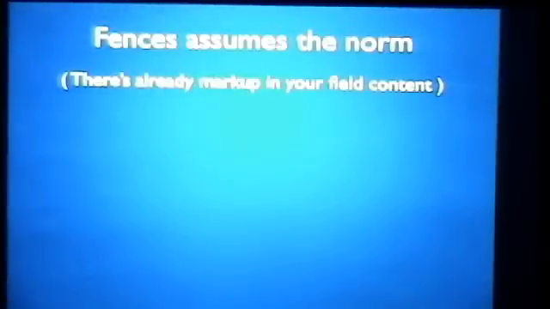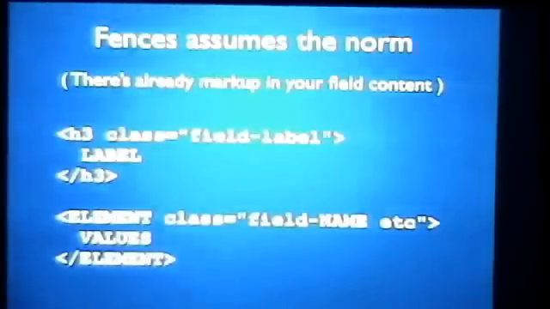So let's look at the basic pattern of the template files that are provided by fences. There's an H3 with a field label and the actual label. And of course, if you don't have a label, it goes away and then just leaves the element that you picked and then the values inside here. Right?